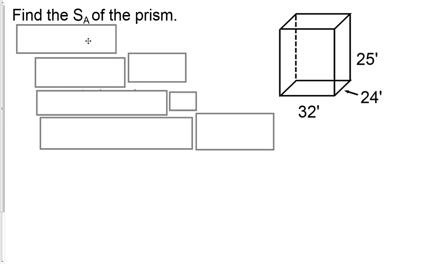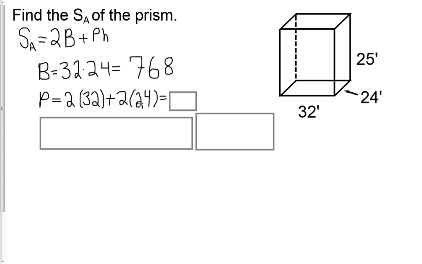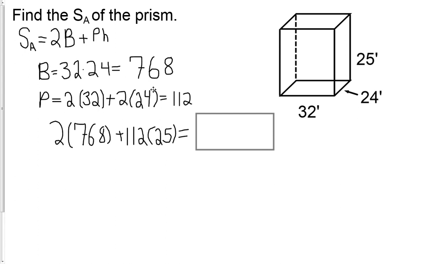So we've got 32 times 24, which is going to give us 768. Perimeter is 2 32s plus 2 24s, so 48 plus 64 sounds like 112. And so we got 2 times 768, plus 112 times the 25, gives us a total of 4,336 feet squared.